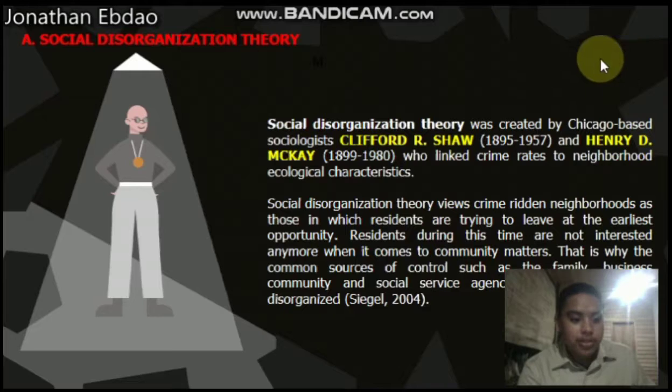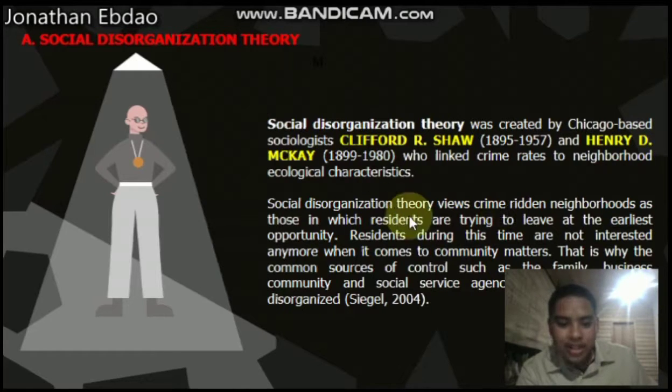The next one is the social disorganization theory. Social disorganization theory was created by Chicago-based sociologists Clifford R. Shaw and Henry D. McKay, who link crime rates to neighborhood or ecological characteristics. Social disorganization theory views crime-ridden neighborhoods as those in which residents are trying to leave at the earliest opportunity. Residents during this time are no longer interested in community matters. That is why the common sources of control, such as the family, business, community, and social service agencies, become weak and disorganized.